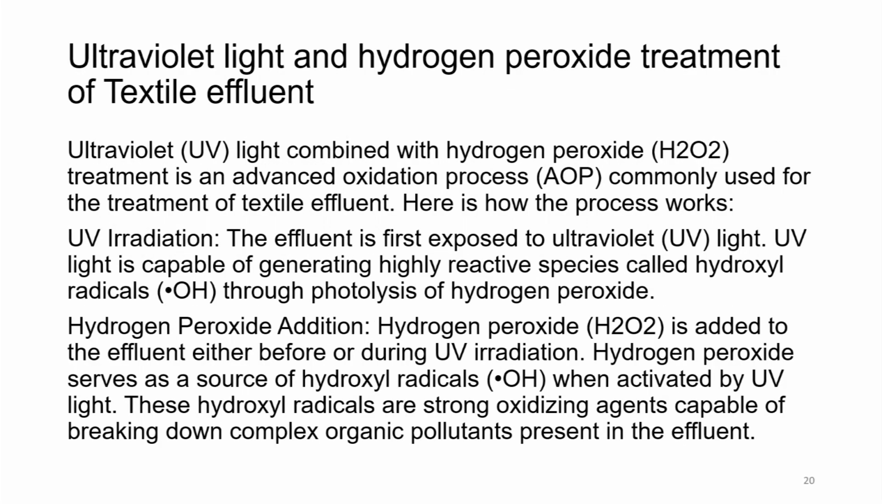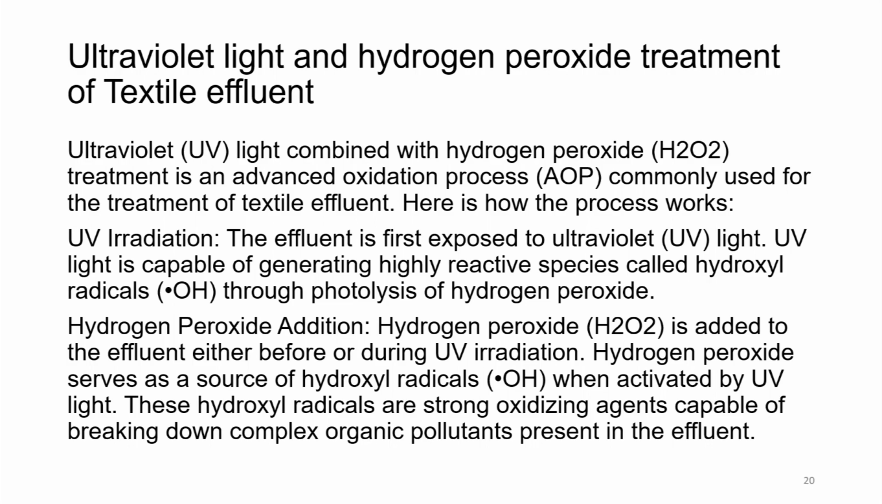Ultraviolet light and hydrogen peroxide treatment of textile effluent: we studied this in the previous lecture, but we will see a little more detail in this lecture. Ultraviolet light combined with hydrogen peroxide treatment is an advanced oxidation process, AOP, commonly used for the treatment of textile effluent. Here is how the process works.